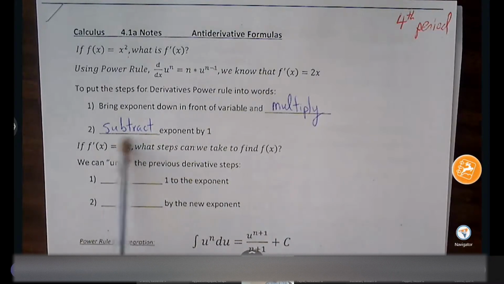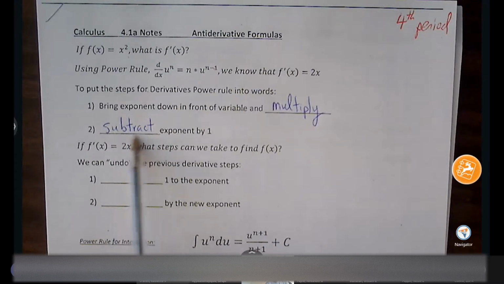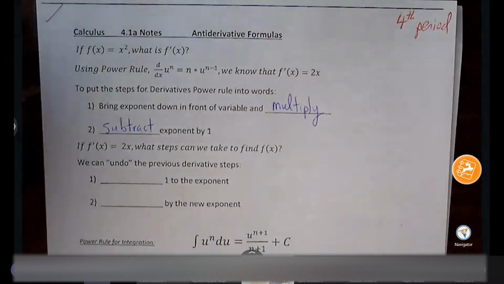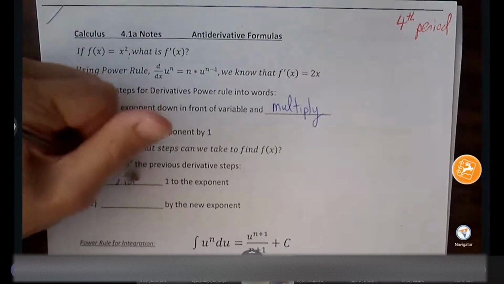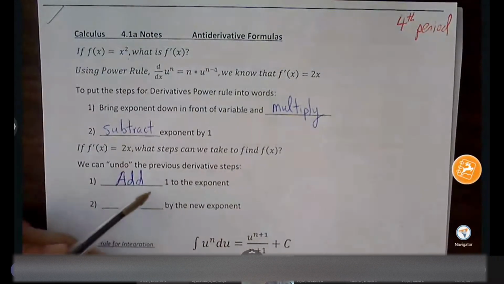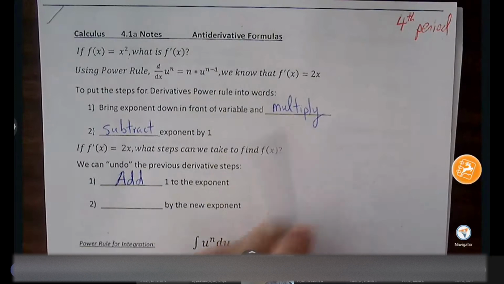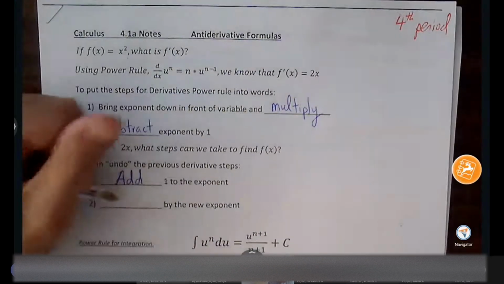So if I want to go backwards, if I want to move back up to x squared, instead of subtracting, I've got to do what? How do we undo subtraction? Add. Yeah, so instead of subtracting 1 from the exponent, we're going to add 1 to the exponent. And then instead of multiplying, we're going to be dividing.